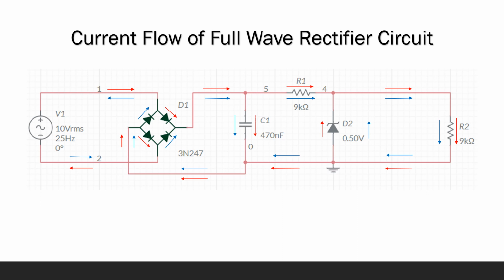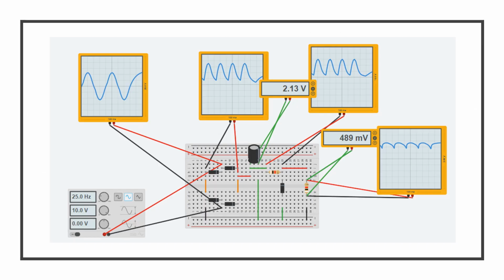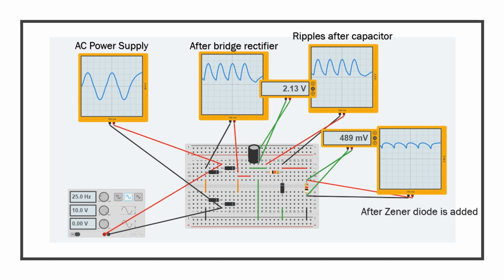After we know how the current flows, now let's look at the waveform of the voltage. The first oscilloscope shows the waveform of an AC power supply, which is a sine waveform, and the second one is showing the pulsating DC waveform, which is the waveform after the bridge rectifier, and the third one is the ripple waveform, which is the voltage after the capacitor, and the last one is after the Zener diode is added, it shows a regulated DC waveform.